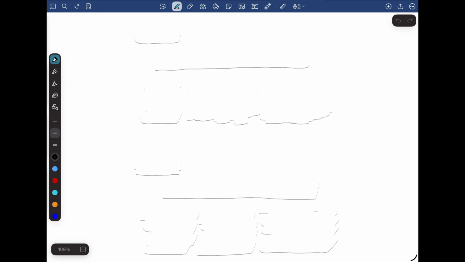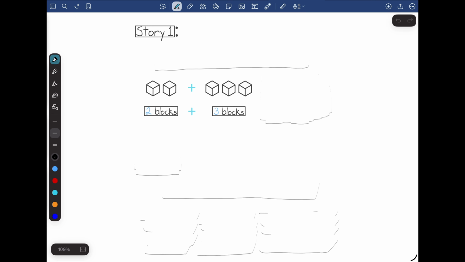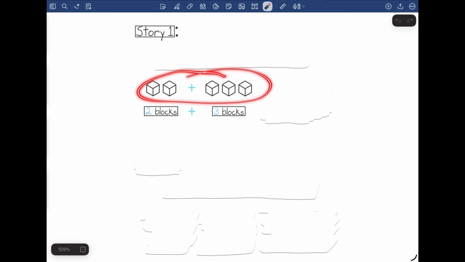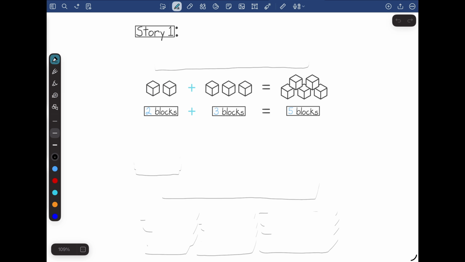So in our first story, let's say we start with 2 blocks, and then we decide to add 3 blocks. So in our collection, the way we get our final answer is we count the amount of blocks we have in total. So we have 1, 2, 3, 4, 5. So this is 2 blocks plus 3 blocks gives us a total of 5 blocks. And we could write this as an addition problem as 2 plus 3 equals 5.